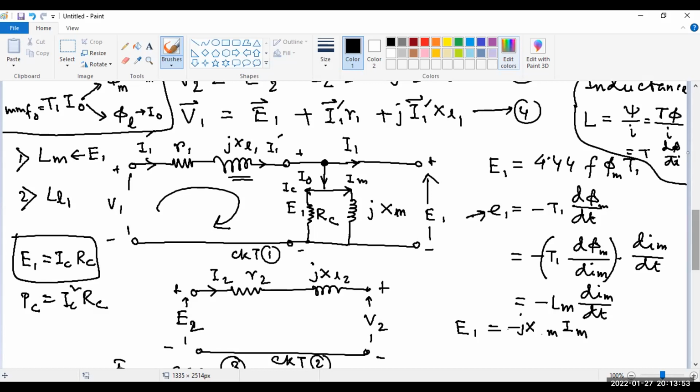No, the IM current is not flowing through the core either. The current flowing through the core is IE, the eddy current. But that is a different current. I am not going into the details of that current. This IC current is not that which is flowing through the core. Then how is this IC current measured? IC current is measured from the no load test, because from the no load test the ammeter reading directly gives you the no load current.